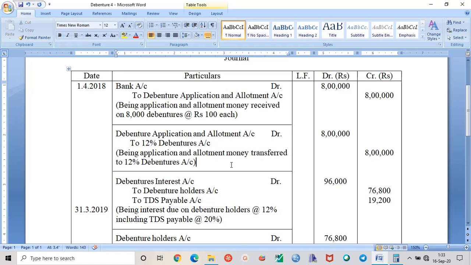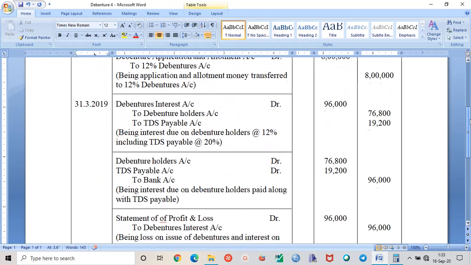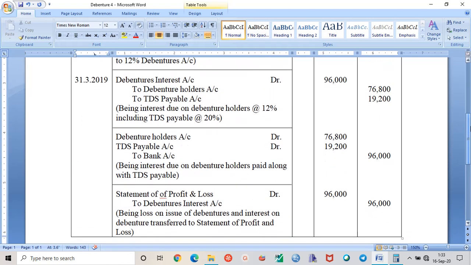Let us read the question. According to the terms of issue, interest on debentures is payable annually on 31st March. Tax deducted at source is 20%. So you are required to pass journal entries for the year ended 2018 to 2019. Now you can see here, we will just pass these three entries related with interest.